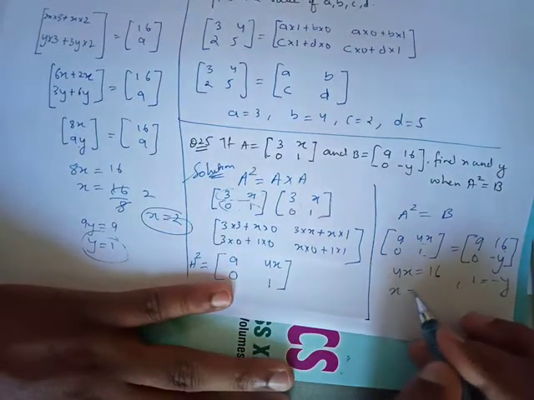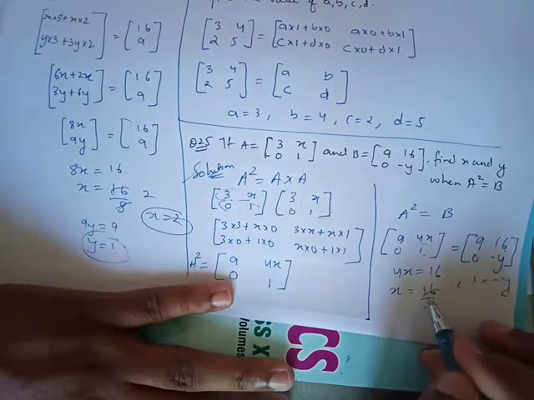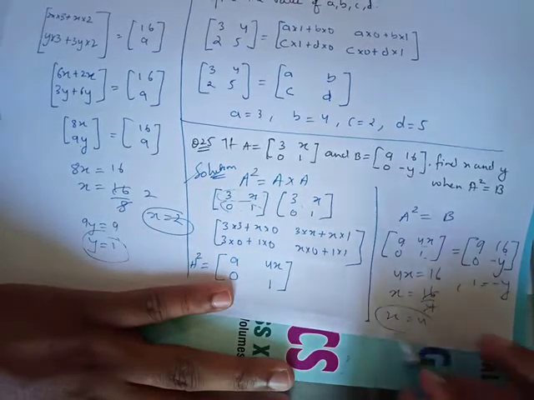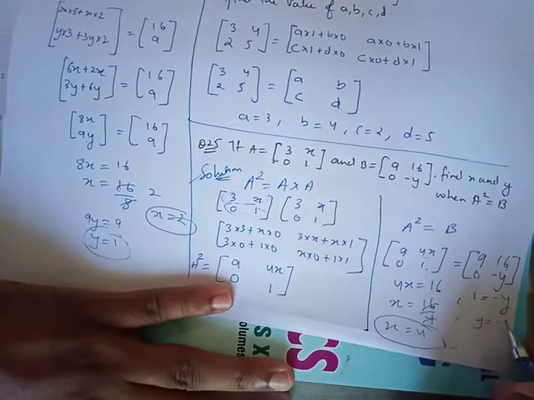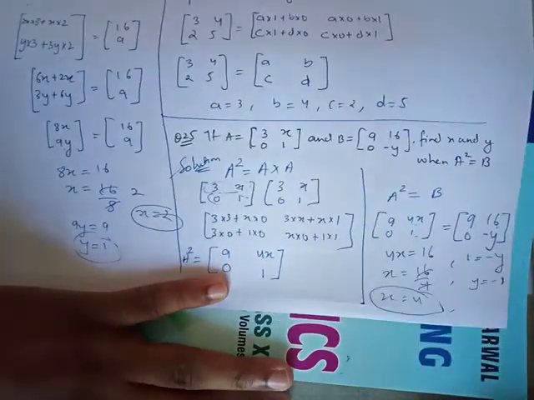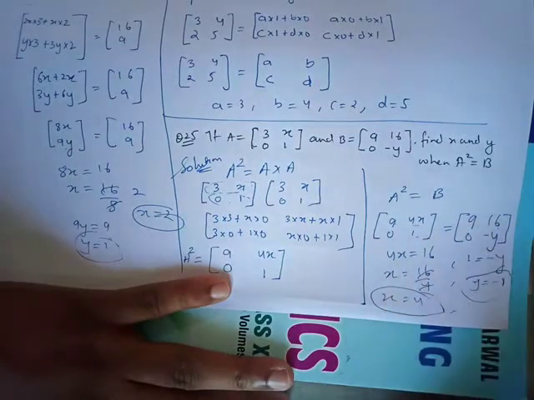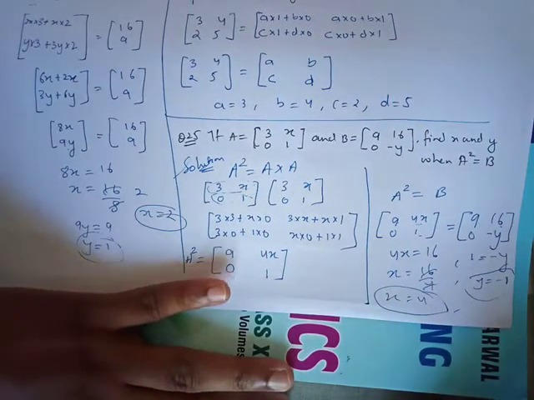So x is going to be 16 over 4, then x is going to be 4, right? What is going to be y? y is going to be minus 1 because the minus will shift over there and it will be 1. So y is equals to minus 1. Simple as that. Okay, I hope you understood.